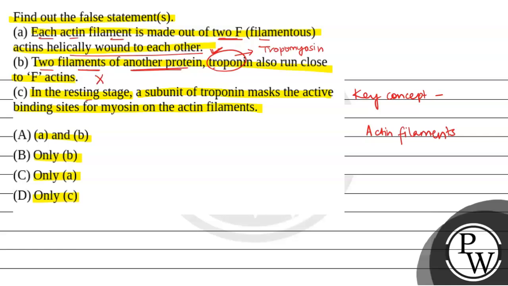Third, in resting stage, a subunit of troponin masks the active binding sites in the actin filaments जिससे कि जो myosin होता है वो उससे attach नहीं कर पाता. So ये भी सही है. So the only incorrect statement is B. So the final answer for this question is option B. Hope you understood well. Best of luck.